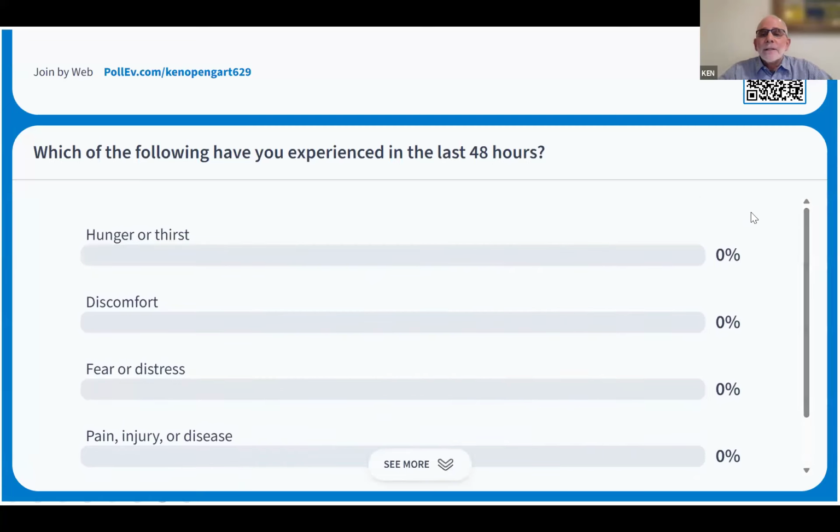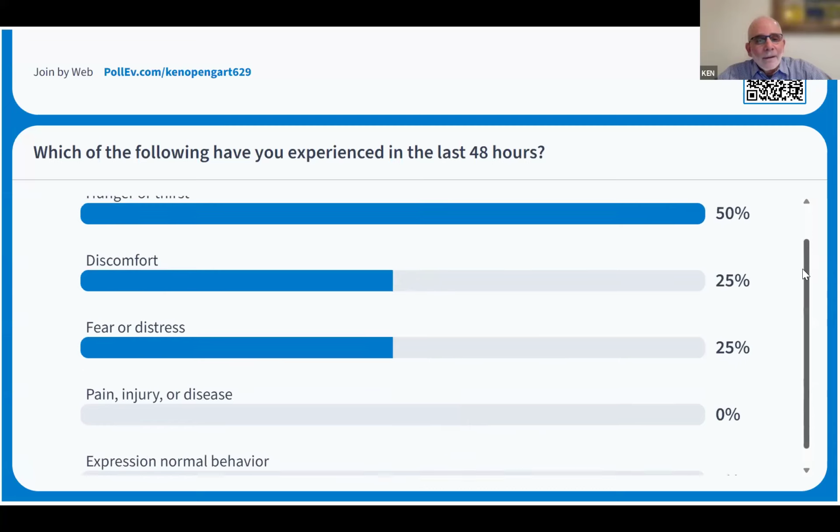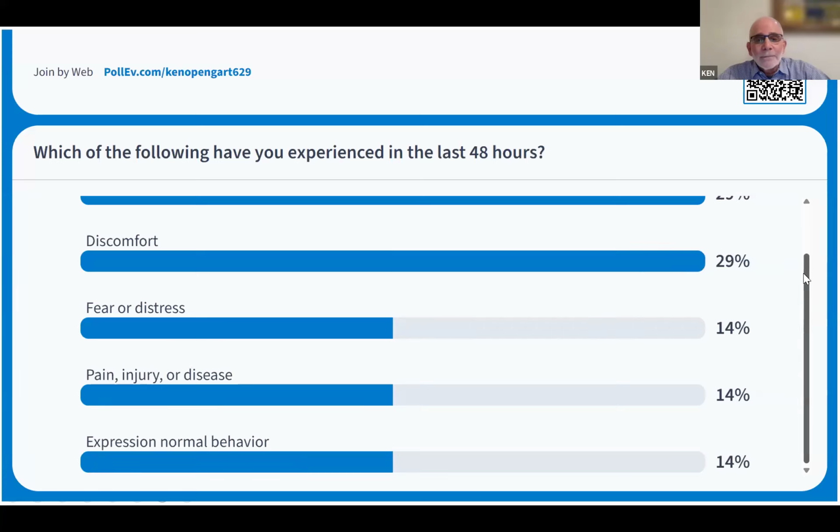So if you can input your information, we can see how many of you have experienced either hunger or thirst, or discomfort, or fear, or distress, pain, injury, or disease, or if you've been able to express normal behavior. And you can pick more than one. I should have told you that. You can pick up to 5.